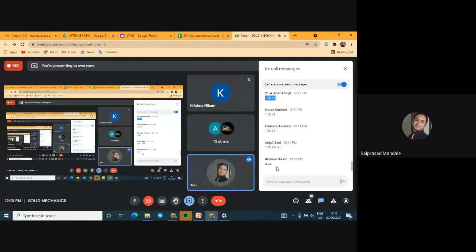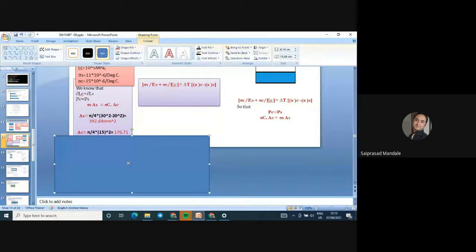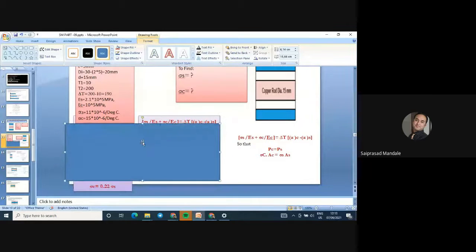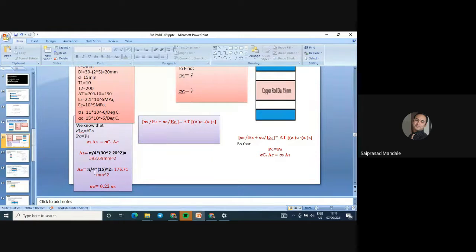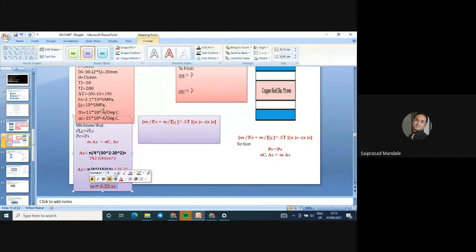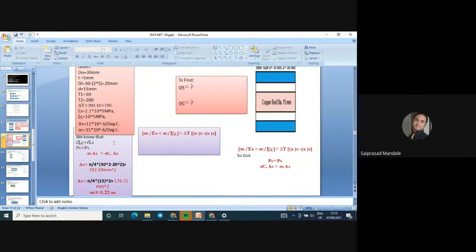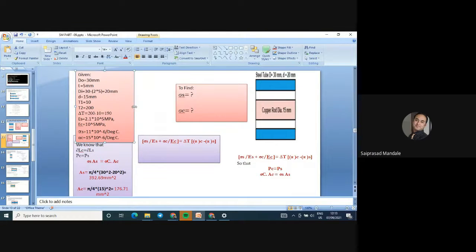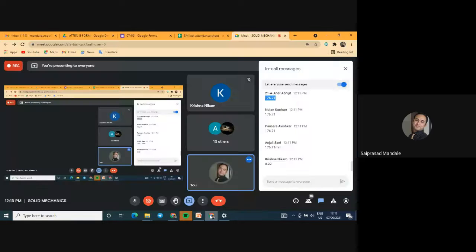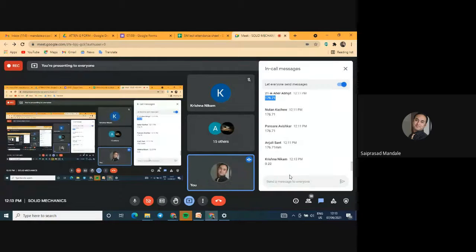Krishna Nikam is saying 0.22. Let me check the answer. Okay, sigma c is equal to 0.22 sigma s. Whatever the answer given by Krishna Nikam, it is perfectly correct. Good. 0.22. Anybody else? Krishna Nikam is very fast.